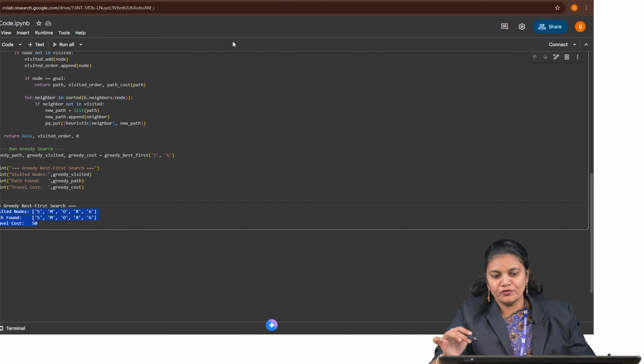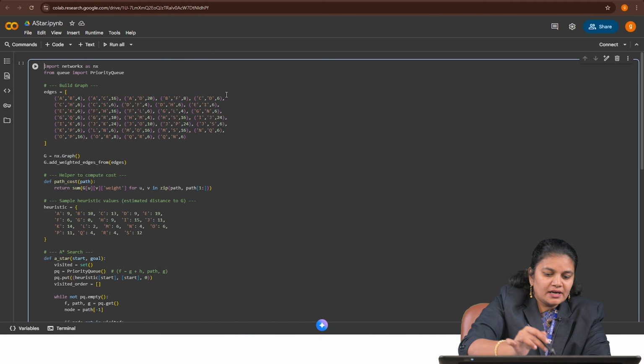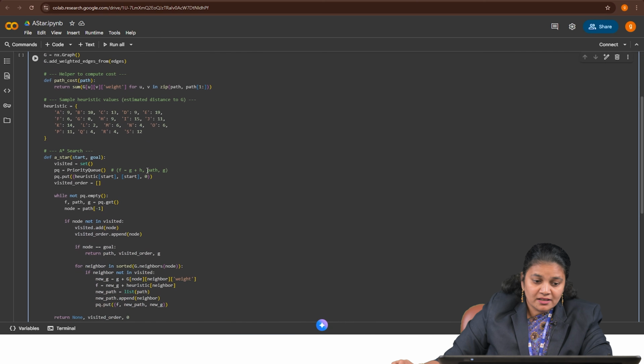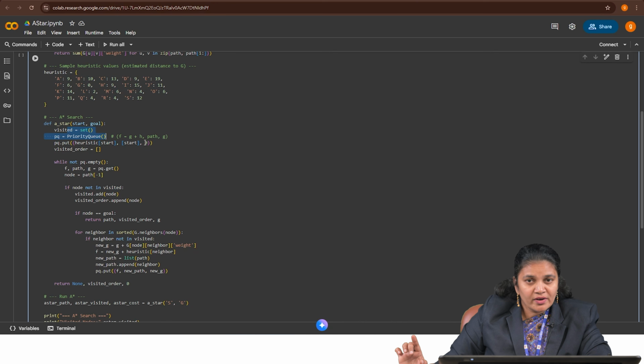Now let us see the source code for our A star algorithm and how it is implemented. We use the same graph and the same edges, and this is a heuristic search algorithm, so we should use the heuristic values. The heuristic values, calculated using the Manhattan distance, have to be loaded into our code. We are using a set for saving the visited nodes. We are using a priority queue because we add up g(n) and h(n) into f(n), and the minimum f(n) value has to be prioritized.